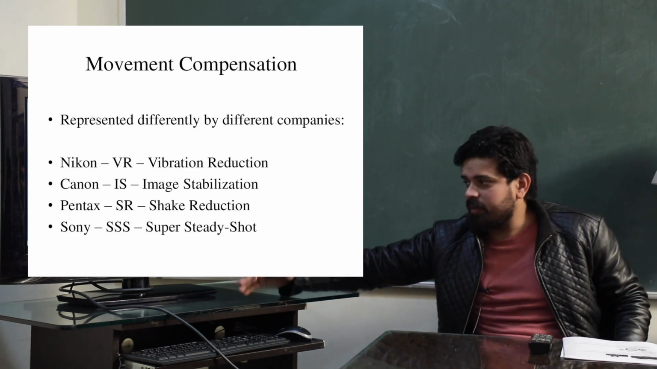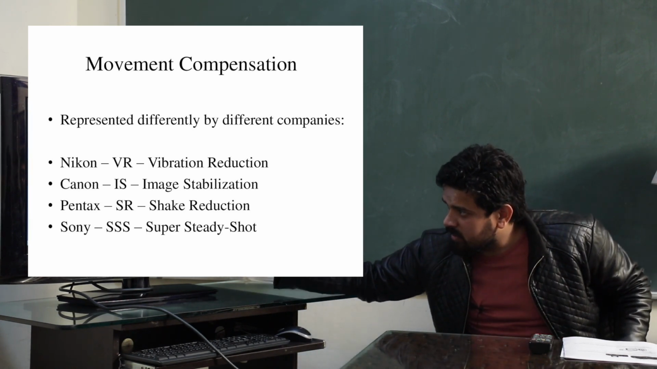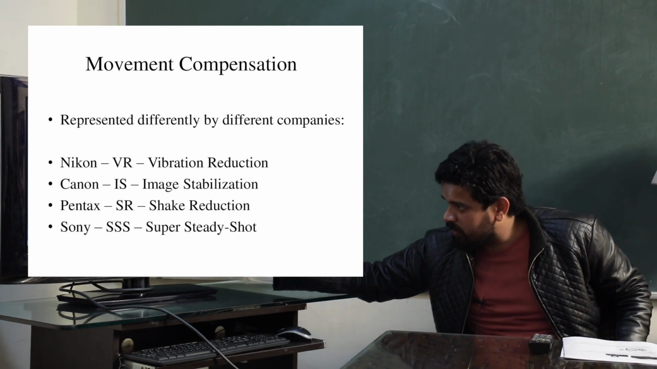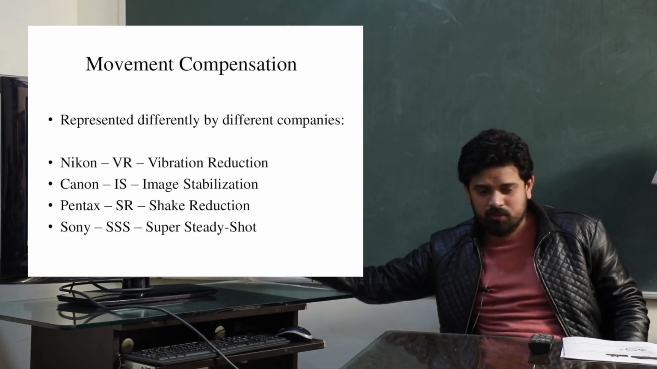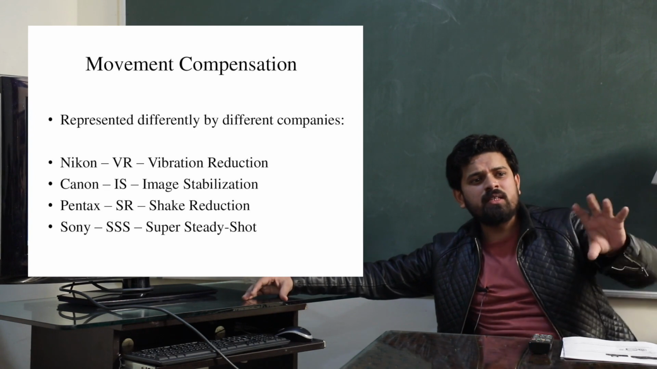If you are using Nikon, this is the vibration reduction. Pentax is SR, shake reduction. Sony is triple S, super steady shot. So these are the things over there. So you can use it to feel a little bit static.